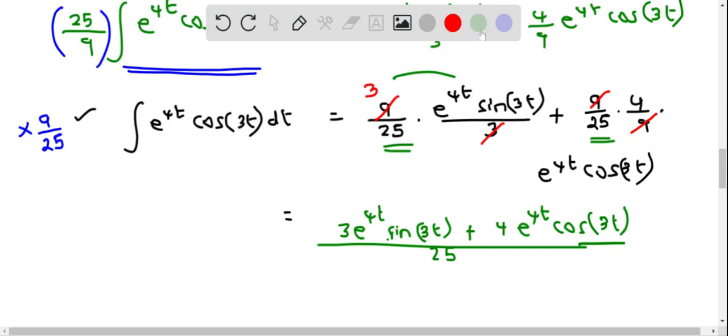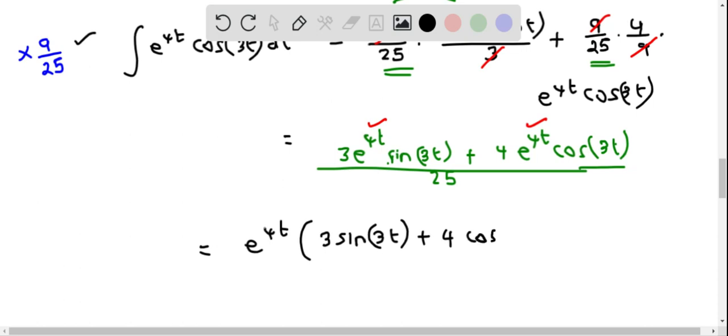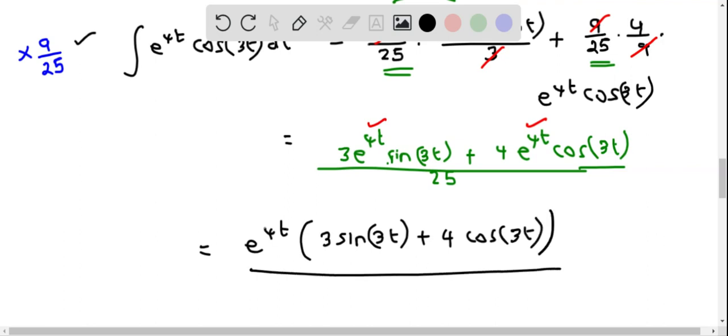Now, in fact, we can also factor out this e power 4t, which we have in both terms. So let's do that. And when we do that, we get e raised to the power of 4t times 3 times sine of 3t plus 4 times cos of 3t, and this all over 25. And so this is the result of the given integral.